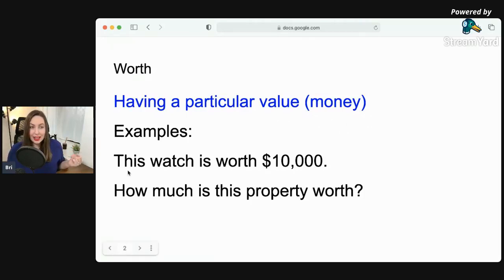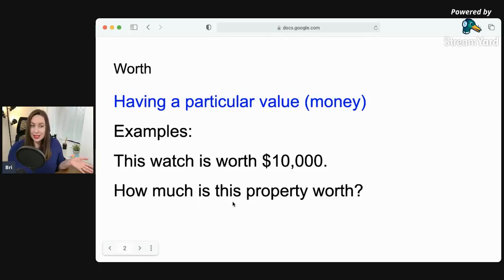If I said this watch is worth $10,000. Wow, that's an expensive watch. So a watch is worth $10,000. This means that the value of the watch is $10,000. If you wanted to sell the watch, you could get $10,000.